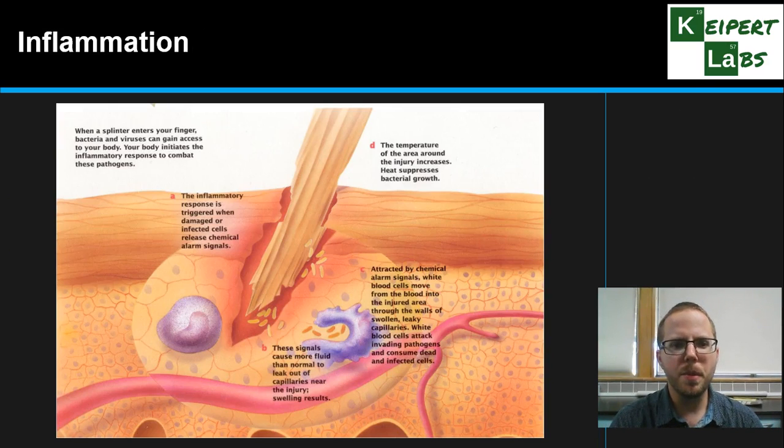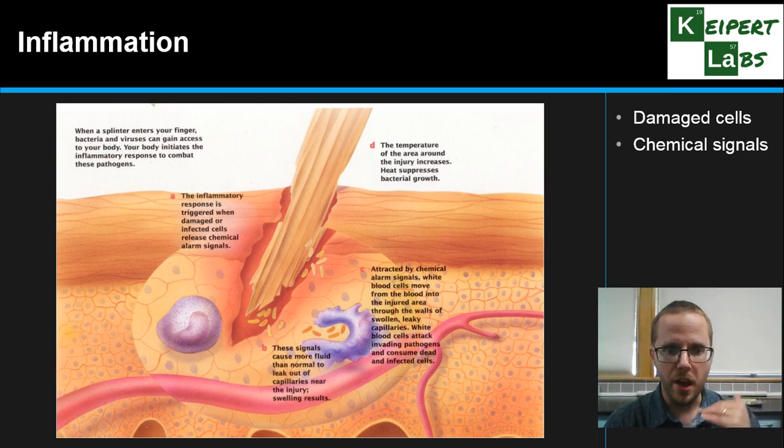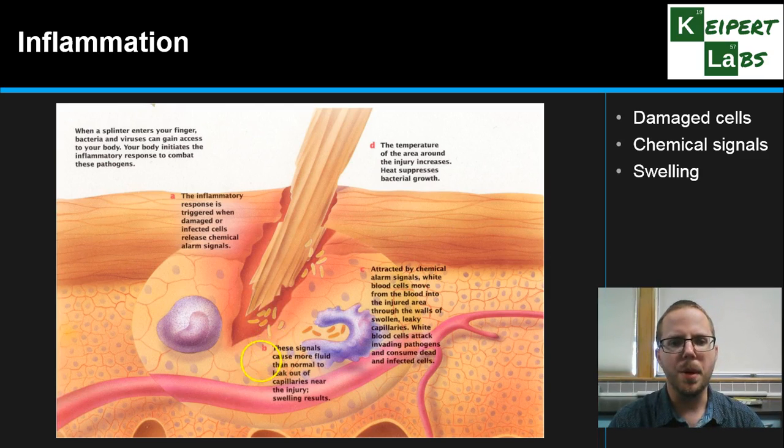Okay, so inflammation. There's quite a few different things that happen in this. We'll go through it fairly quickly and briefly. Essentially, if cells have become damaged, we get this triggering, this message that gets sent, so chemical signals that get passed along into the blood that help to bring on this inflammation response. And we call that histamine typically.